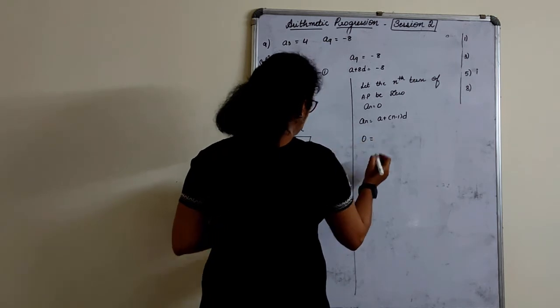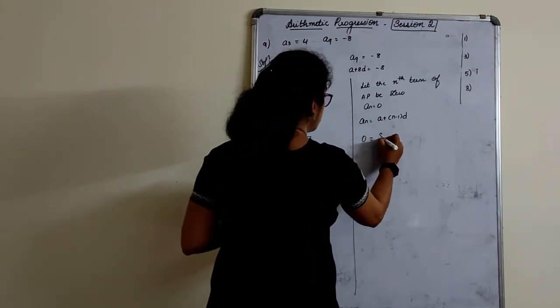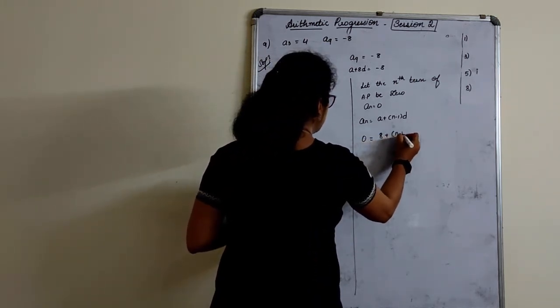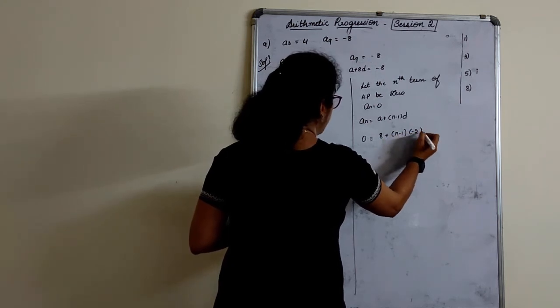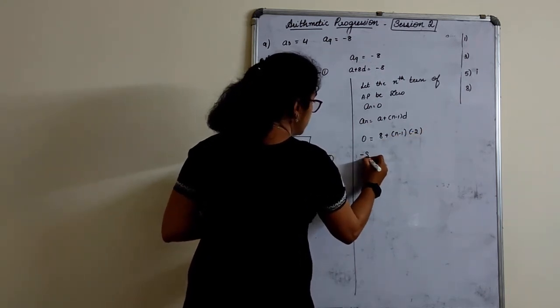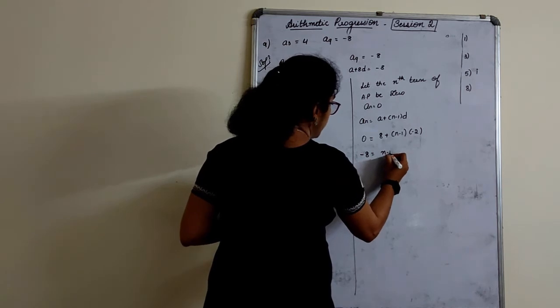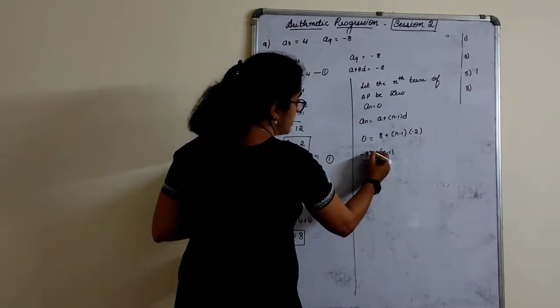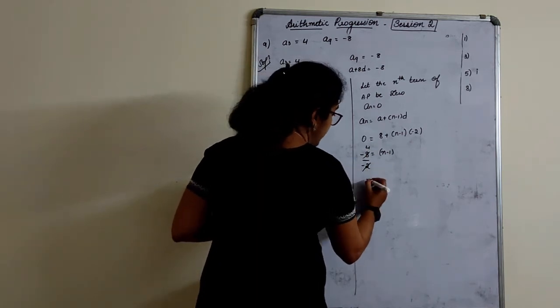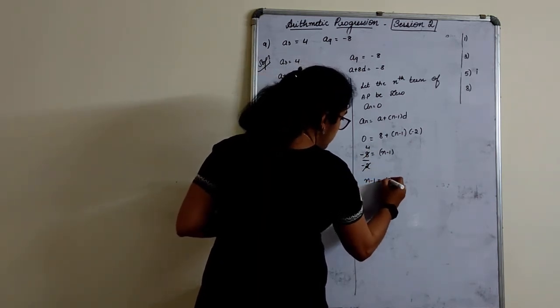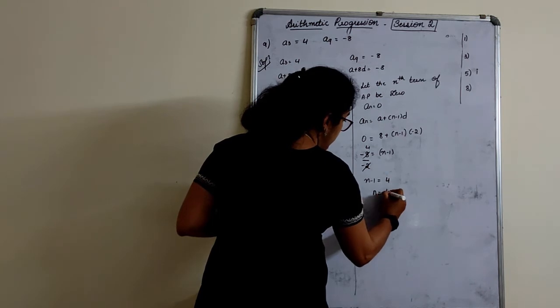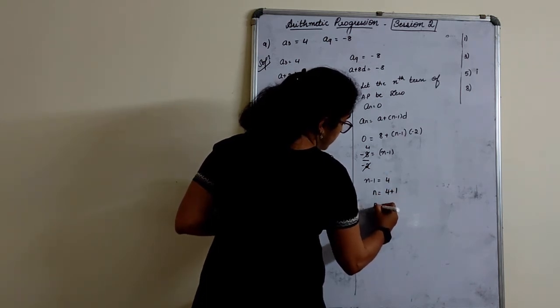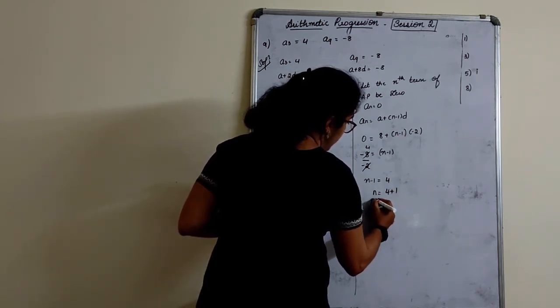This is 0. What is A? 8 plus N minus 1 of minus 2. Shift this side. Minus 8 is equal to N minus 1 of minus 2. This minus 2 will come down. 2 ones are 2, 2 fours are 8. Minus minus will get cancelled. N minus 1 is equal to 4. N is equal to 4 plus 1. N is equal to 5.